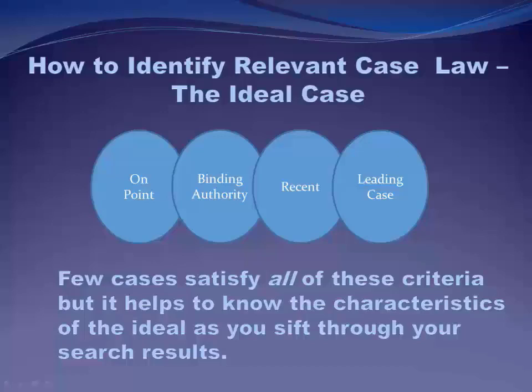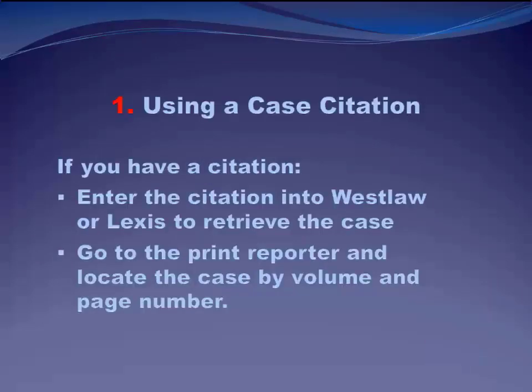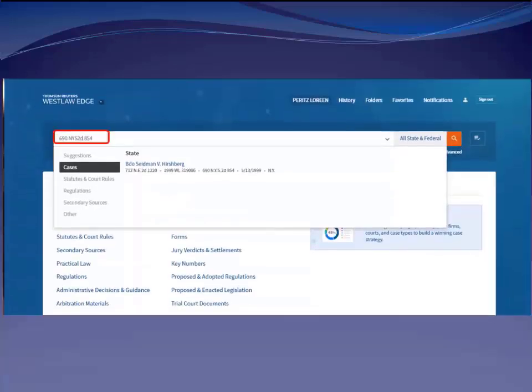All right, so let's spend a few minutes talking about how you actually find cases using Westlaw or Lexis, and I'm just going to give you 4 approaches. So if you have a citation, you enter the citation into Westlaw or Lexis, and you can do it right from the landing page, or you can go to a print reporter if you have that and go to the volume 690 and turn to page 854. That's just as easy. It depends on what you have available to you.